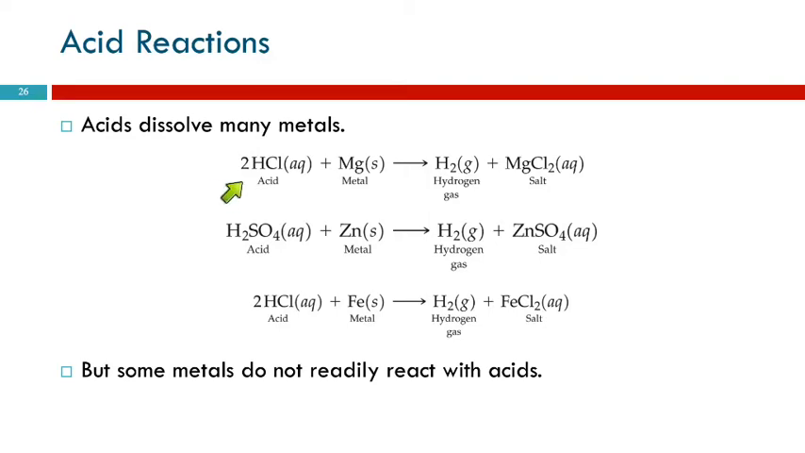Here are some examples. Hydrochloric acid and magnesium. Okay, we did that one in class. We had the strip of magnesium, and we put it in the eudiometer, and we collected the hydrogen gas. Zinc metal can be dissolved with acid. Here's sulfuric acid, and zinc metal gives us hydrogen gas and a salt. Hydrochloric acid can dissolve iron, giving hydrogen gas and salt. But not all metals can be dissolved with acids.